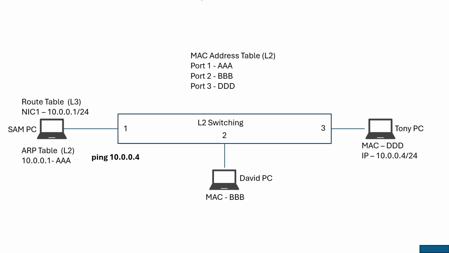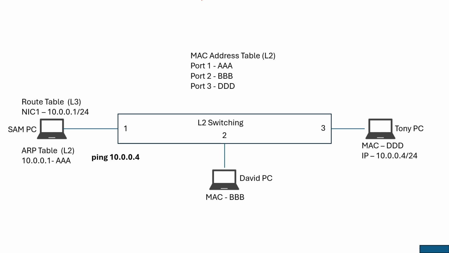To understand layer 2 communication in an Ethernet network, let's understand how a network frame flows from Sam's PC to Tony's PC in our example. There are three PCs connected to an L2 switch as we see over here. Those are Sam's, Tony's, and David's PCs. All these PCs are in the same subnet.